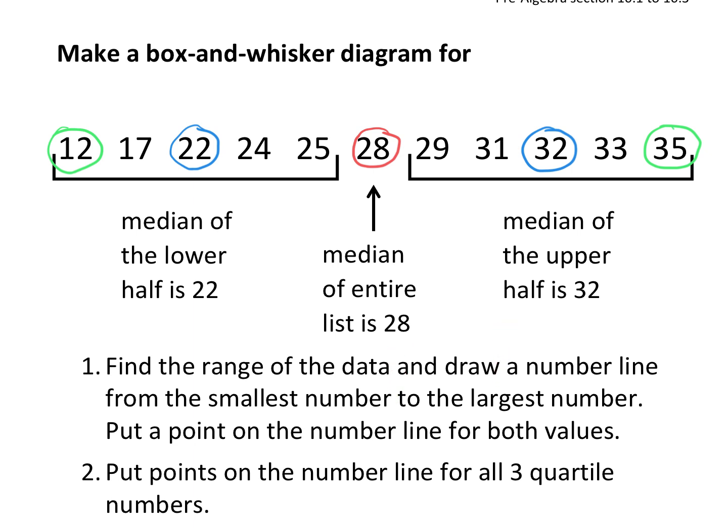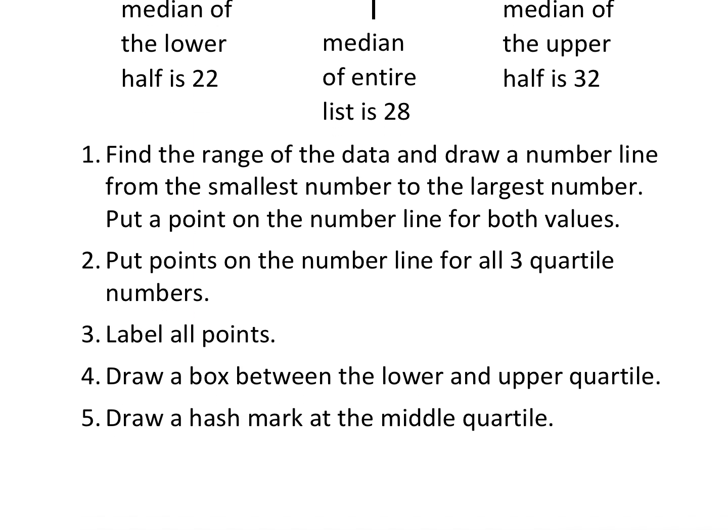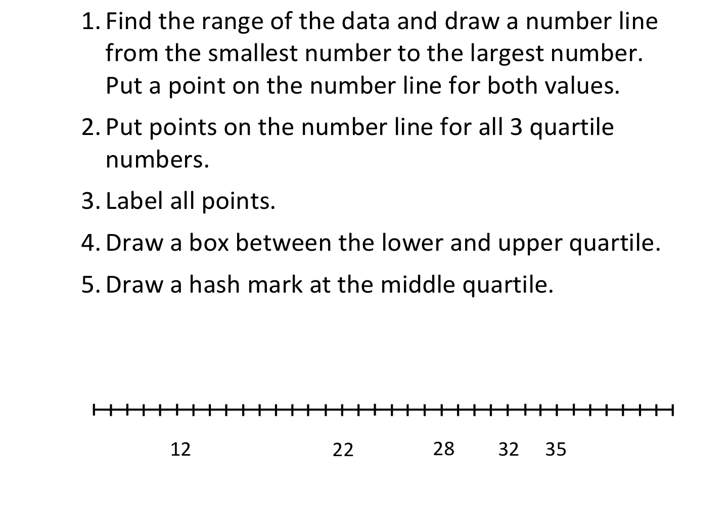So let's take a look at what we're going to do here. We are going to find the range of our numbers and draw a number line that will fit those numbers. And then we're going to put a point on the number line for the lowest number and the highest number, and then also the 3 quartile numbers. We're going to label the points and draw the box between the lower and upper quartile, and then find the middle quartile. So let's look at what that's going to look like here on our example.